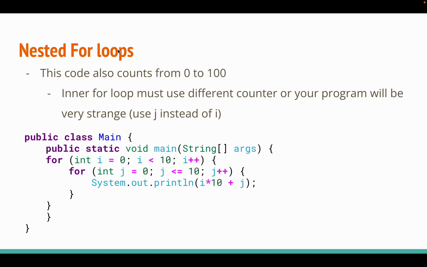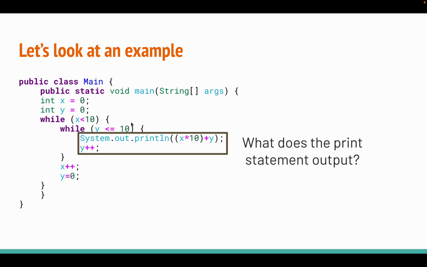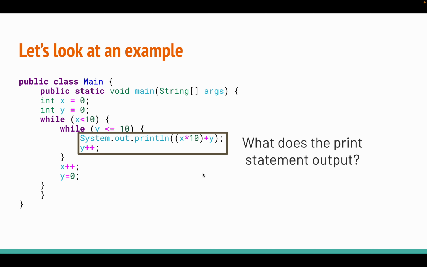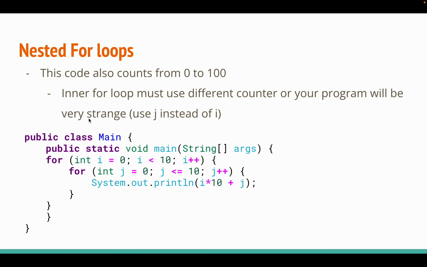Now we'll go over nested for loops. So we just saw nested while loops, so let's take a look at these for loops. This code right here also counts from 0 to 100, but in a slightly different way. Over here, you can see we have our start, our stop, and our step, and these are all built into the for loop, so there's no need to create them separately.